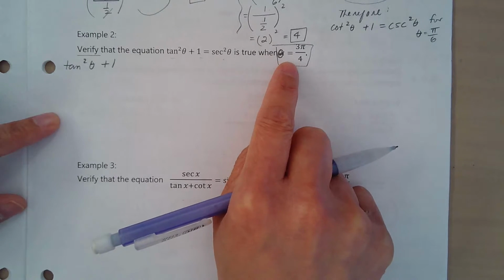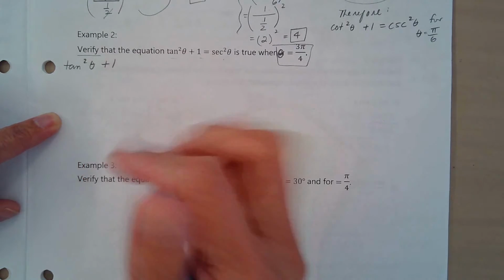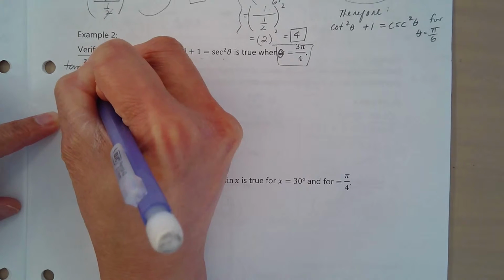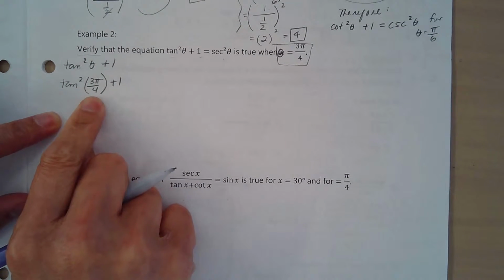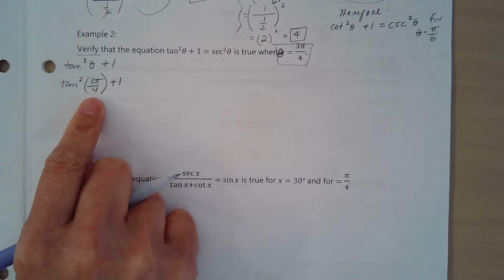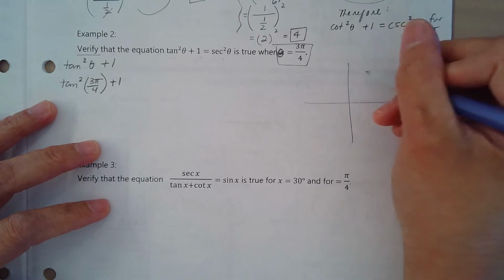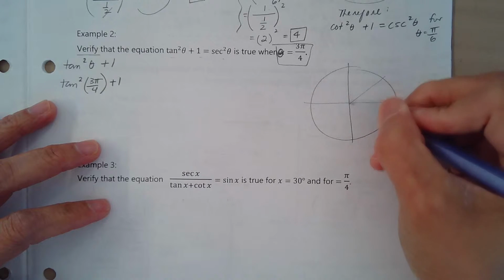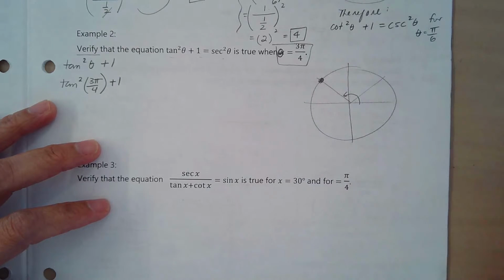So we're going to put 3 pi by 4 where there's theta. So tan squared of 3 pi by 4 plus 1. Now we look at 3 pi by 4. Again, that one is a special angle. Let's see if we can visualize where that is. So 1/4, 2/4, 3 pi by 4 is over here. Right? So 3 pi by 4 is over there.